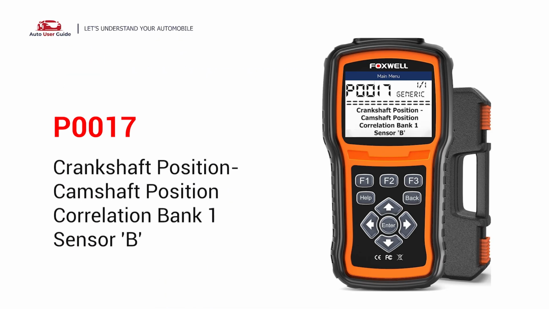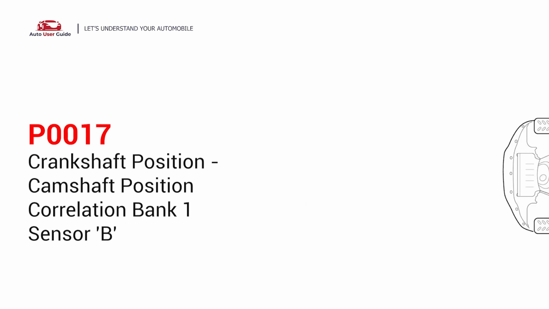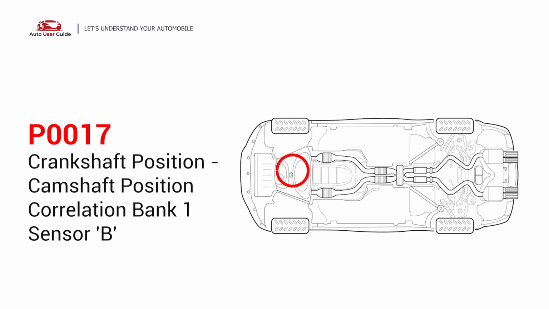If you are getting a P0017 error code, this video is going to show you 4 practical solutions to fix the error code at home. It indicates that the camshaft position sensor B for bank 1 does not correlate to the signal from the crankshaft position sensor. Under this circumstance, stop driving and repair your vehicle immediately.